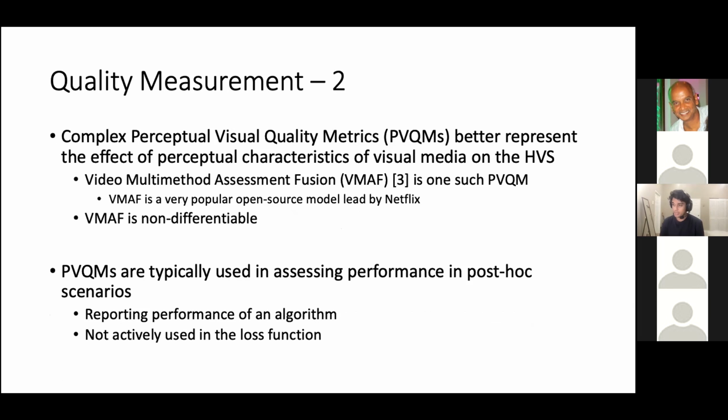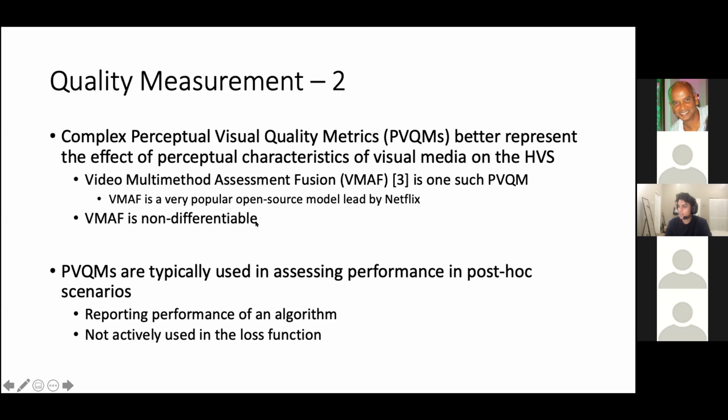There are other metrics coined by this nice long term, complex perceptual visual quality metrics, or PVQMs. These better represent the effects of perceptual characteristics of visual media on the human visual system. What this says is that these metrics better correlate to the perceptual behavior of humans. The VMAF function, the Video Multi-Method Assessment Fusion function, is one of these perceptual metrics. VMAF is a very popular open source model. It's spearheaded by Netflix. Netflix actually uses this in their internal compression algorithms to create good representations for distribution.